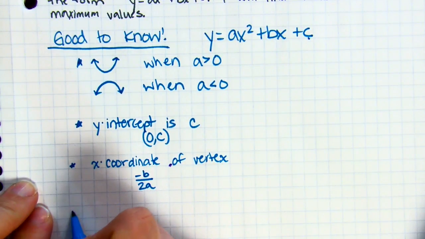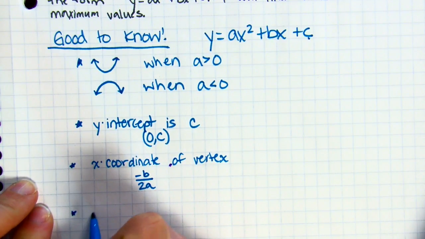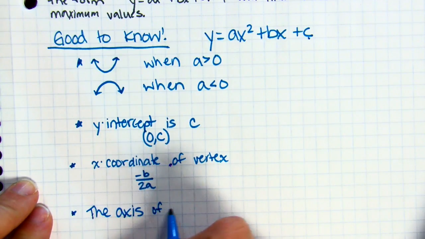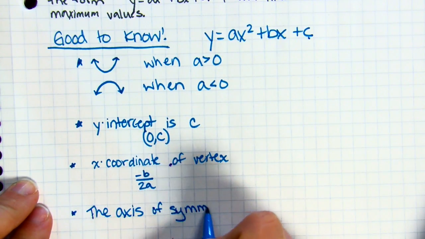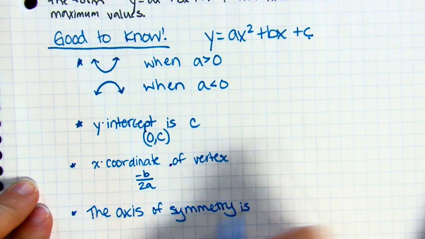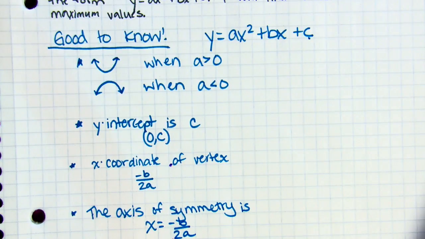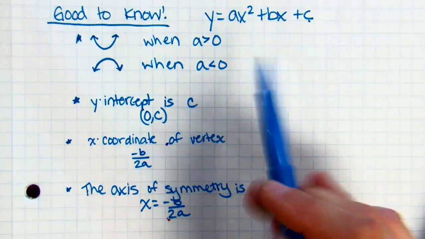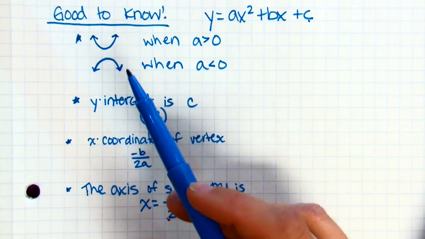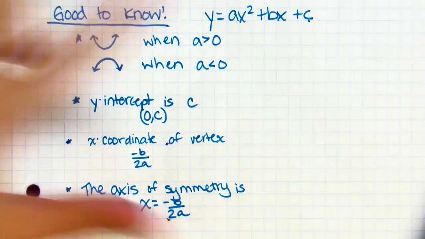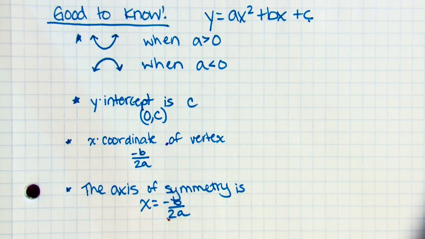And then similarly with that, the axis of symmetry, remember that goes through the vertex. So the axis of symmetry is x equals negative b over 2a. So when we look at this right here, we can use this information to help us graph it. So we actually are not going to have to make a table of values to graph these functions. So we're going to want to keep all of these things in mind as we go through the rest of this section.